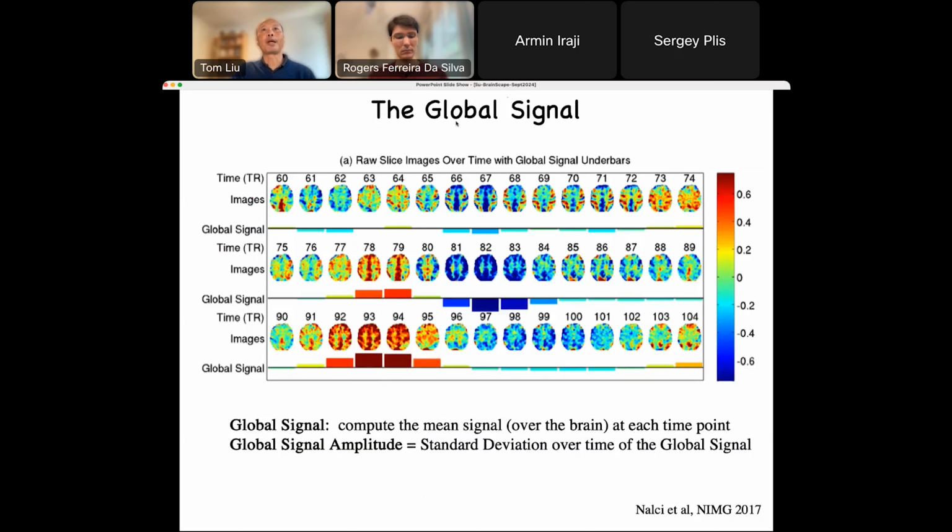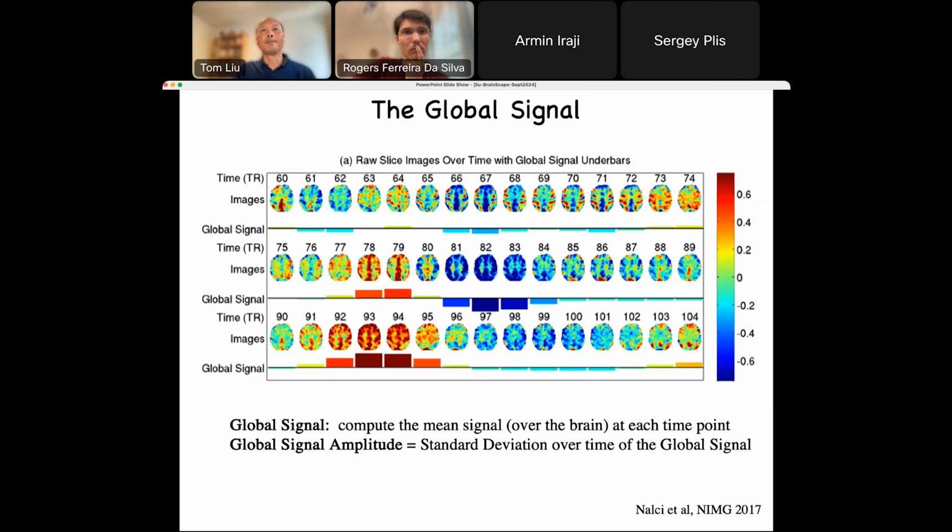So before I go on, let me define what the global signal is so everyone's on the same page. It's fairly simple. It's essentially just the mean signal over the brain at each time point. For example, here I'm showing just one slice in the brain at different time points. And if I simply average all of the voxels in the brain at that time point, I would get its global signal value. So where you see a lot of positive values in the brain, the global signal is red here. And where you see a lot of negative signals, the global signal is negative. It's really just saying what is the average value of the brain at each time point.